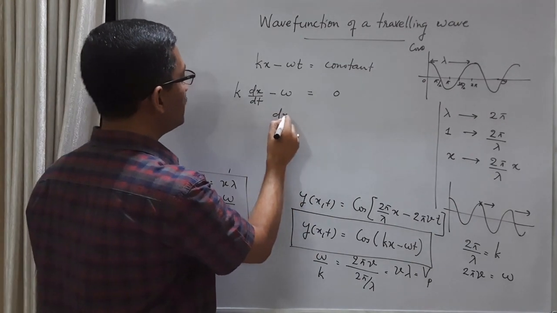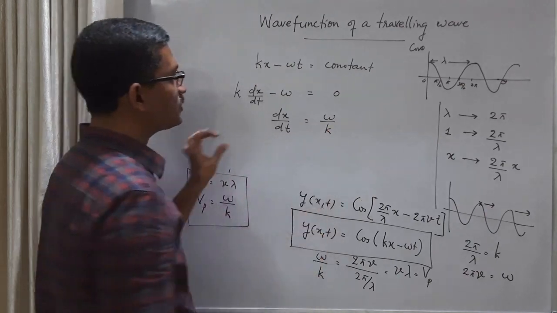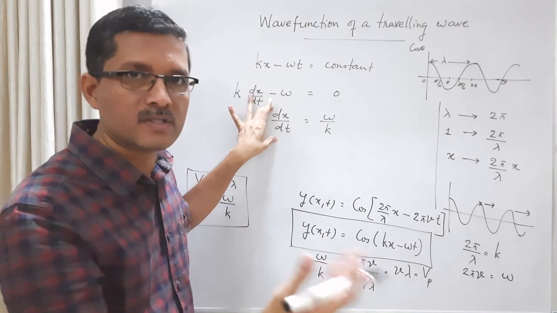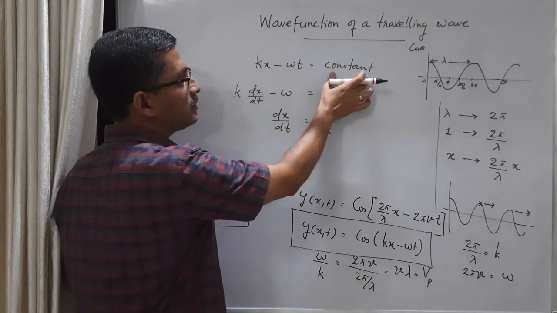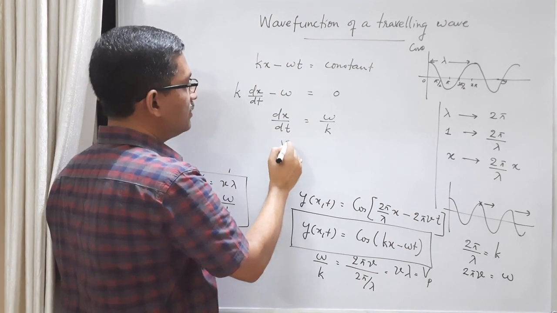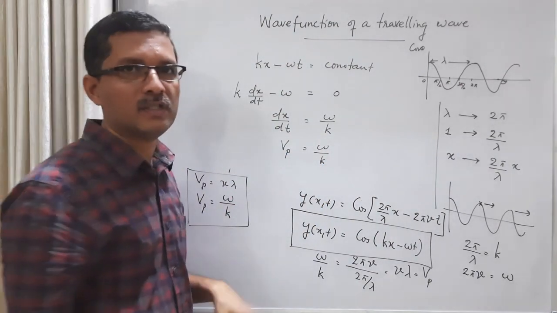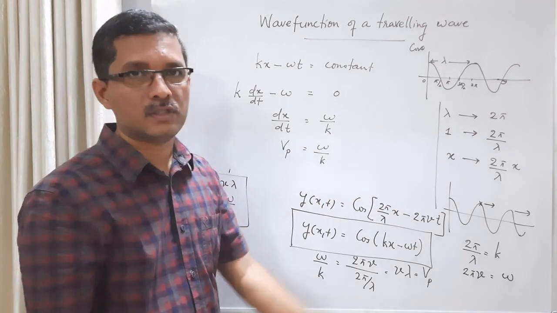So what is dx by dt? It is omega by k. This dx by dt is nothing but rate of change of position with respect to time. That means the velocity of the wave, and this velocity is the velocity with the constant phase. Therefore, it is called phase velocity, and that is how we get the expression for phase velocity as omega by k. This is a wave traveling along the positive x direction.